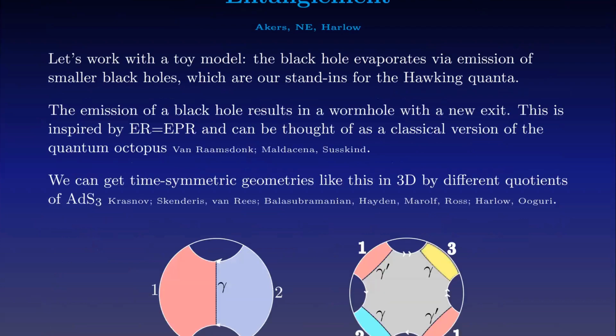So the emission of a black hole, the way that we're going to model it, results in a wormhole from the original black hole with a new exit. And I'll have a figure of that on the next slide. And I should say this is inspired by ER equals EPR. So there you would imagine having these quantum wormholes. This can be thought of as a classical version of this quantum octopus. Now, in AdS3 in particular, we can build these multi-boundary wormholes in a very explicit way by doing different quotients of AdS3. So in order to be fully explicit with our construction, we're going to be working within AdS3.